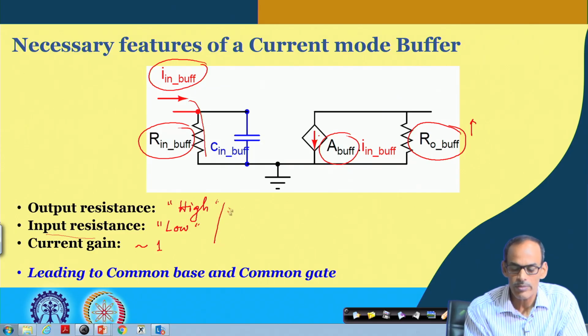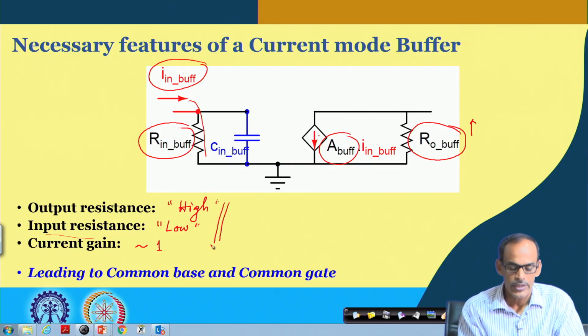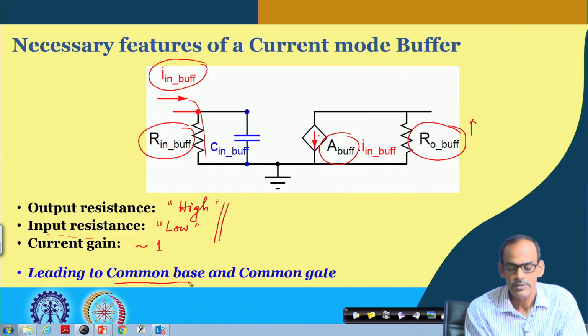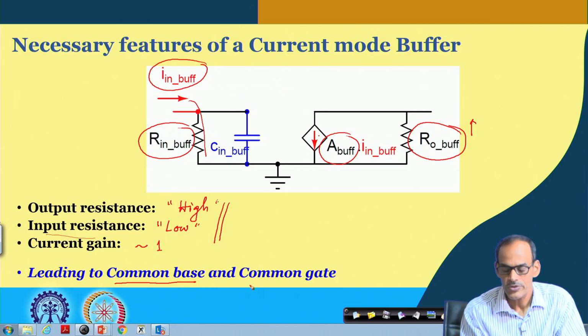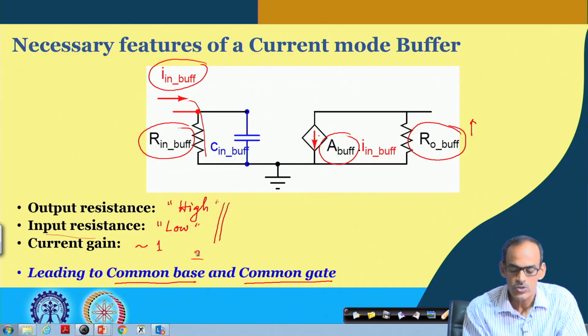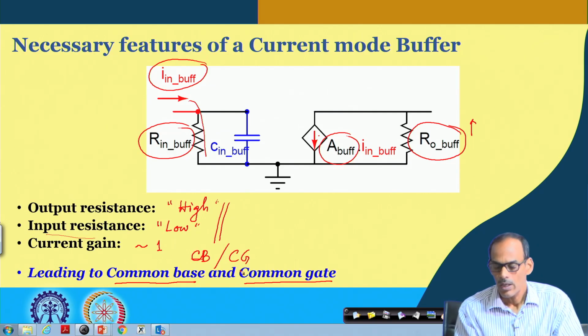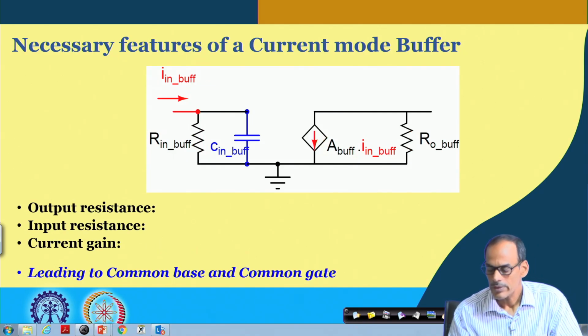And such requirements are implemented by the third configuration. For BJT, it is common base, and if it is MOSFET based, then it is common gate. So, I should say that the current mode buffer will be implemented by this common base or common gate configuration. I think most of the things we had planned, we have covered.